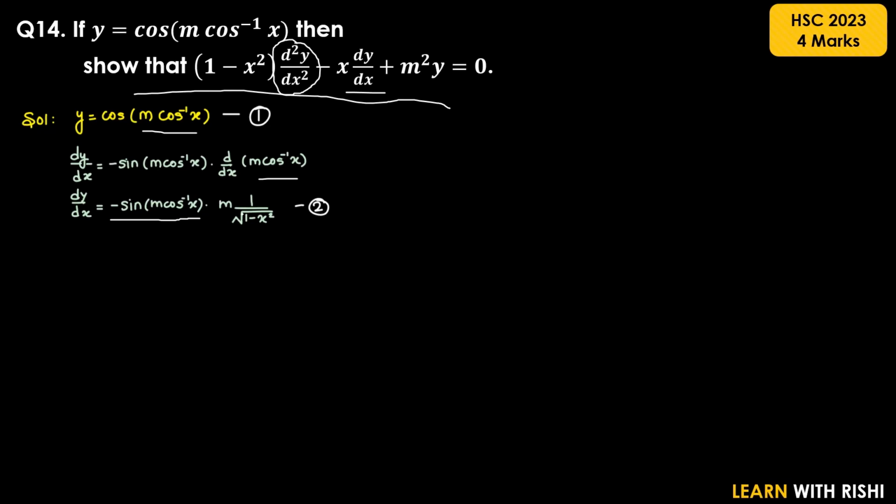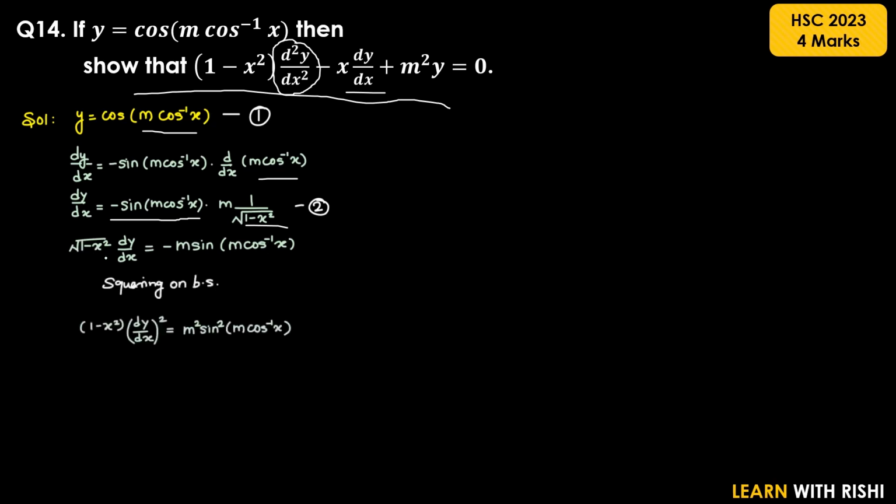Derivative of cos inverse x is 1 upon under root 1 minus x squared. For simplification, now we have to take the double derivative also. So we will shift this under root 1 minus x squared to the LHS. So you'll get under root 1 minus x squared dy by dx is equal to minus m sine of m cos inverse x. So squaring on both sides, we get 1 minus x squared into (dy by dx) the whole squared is equal to m squared sine squared m cos inverse x.